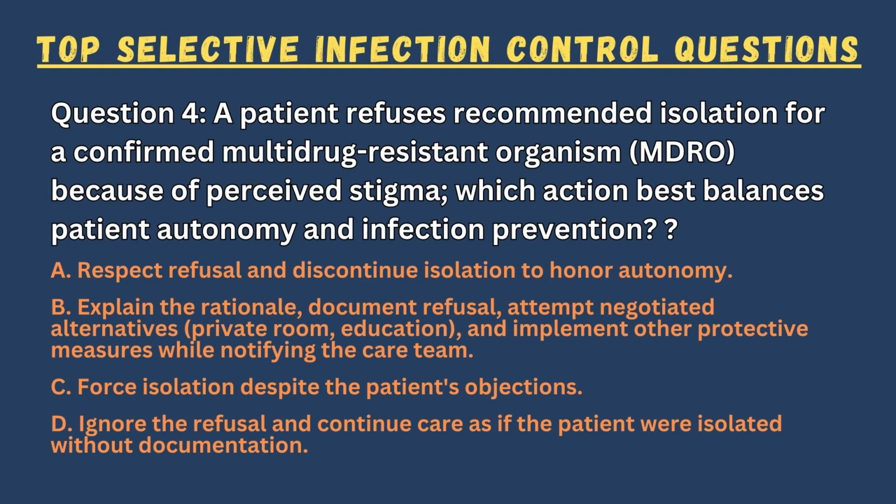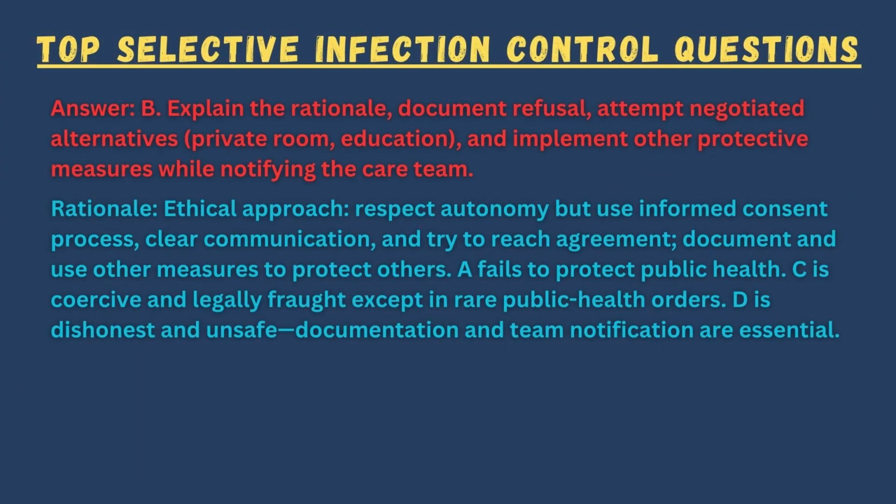D. Ignore the refusal and continue care as if the patient were isolated without documentation. Answer. B. Explain the rationale, document refusal, attempt negotiated alternatives, private room education, and implement other protective measures while notifying the care team. Rationale, ethical approach. Respect autonomy, but use informed consent process, clear communication, and try to reach agreement. Document and use other measures to protect others.